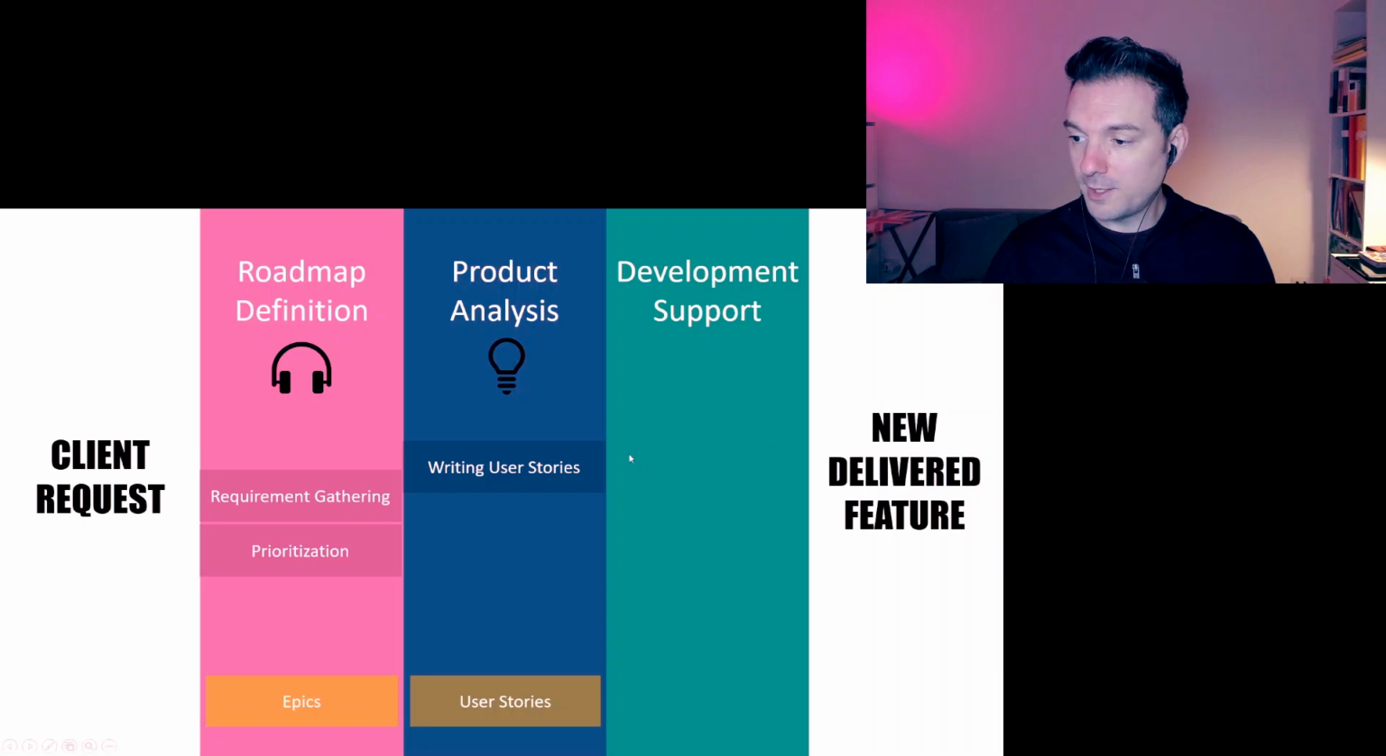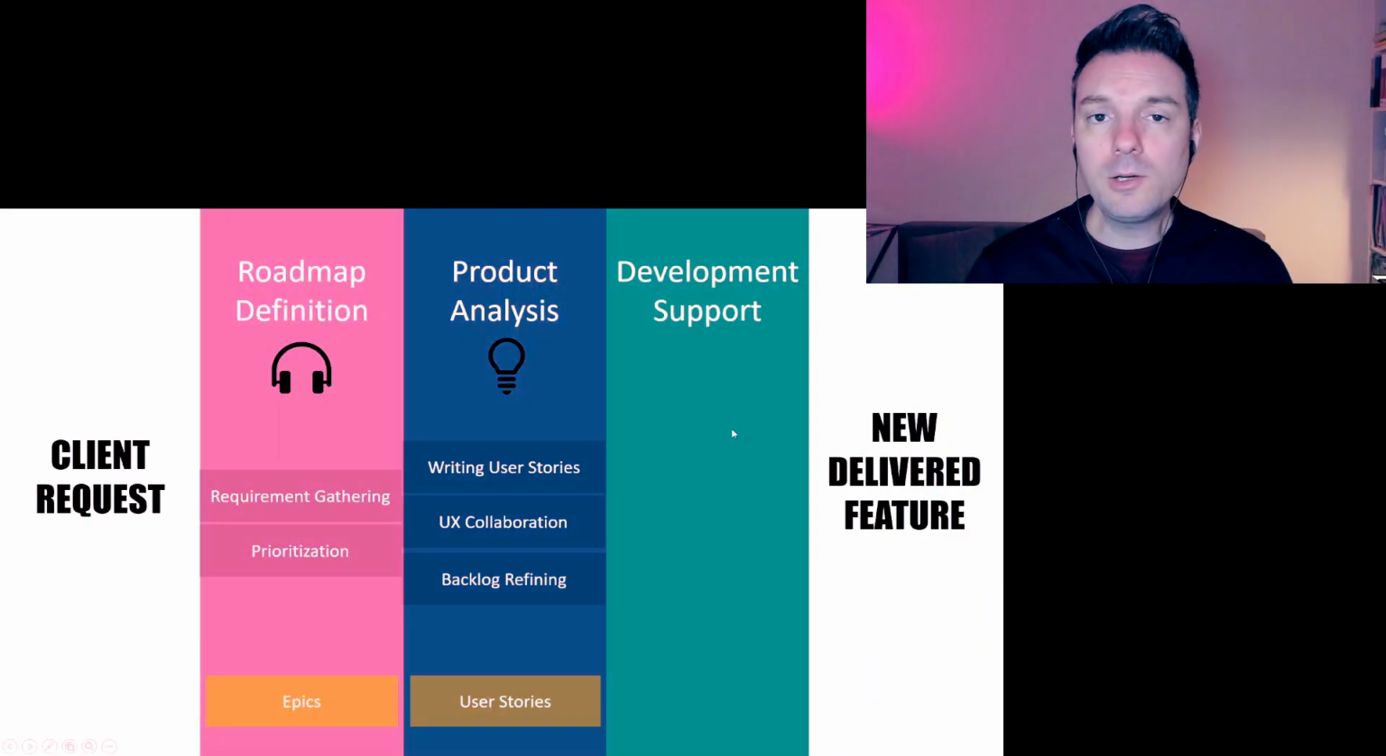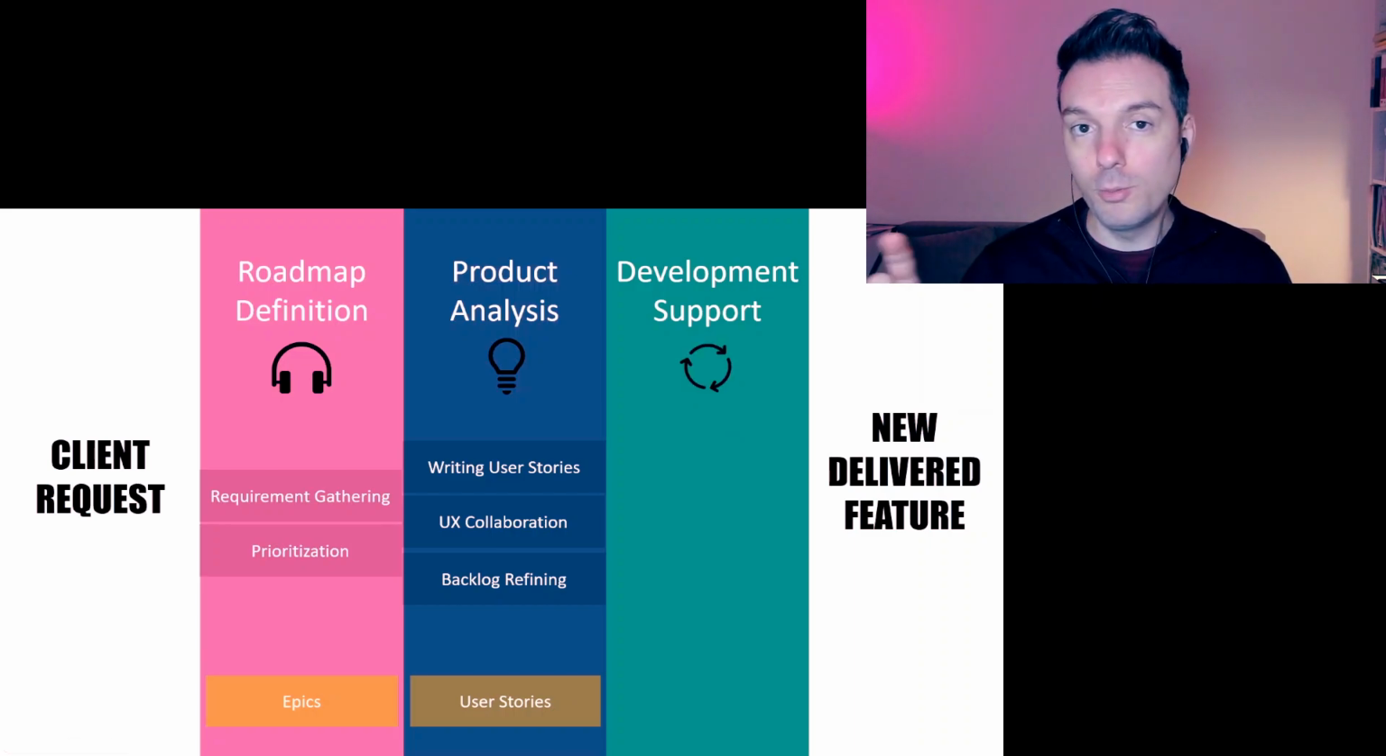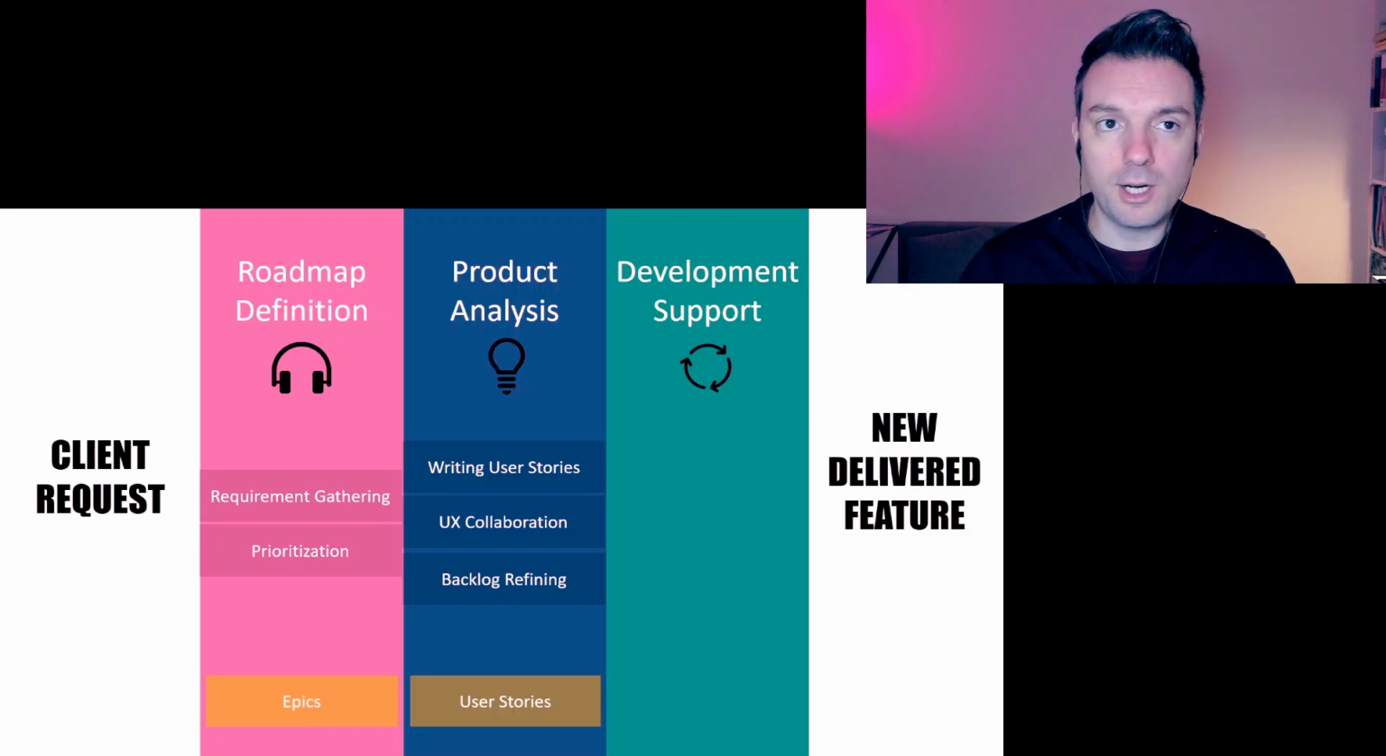Always during this phase of product analysis, as a product owner, I collaborate with UX designers to create mockups and ensure the solution is user-friendly enough. Now let's jump to the third activity, which is development support. The icon I chose is a loop icon representing the iterations. In fact, the development phase is characterized by iterations, which are commonly known as sprints.